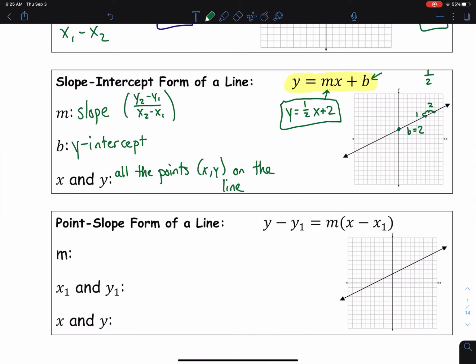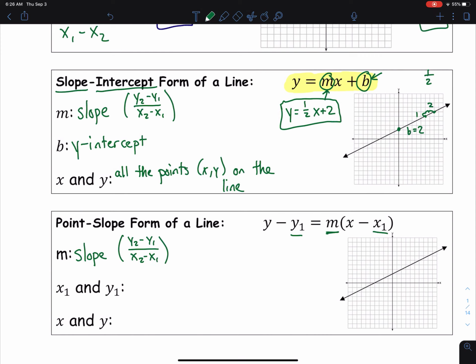Before we get to point-slope form, if you take a look at slope-intercept form, it's called slope-intercept form for a reason, because you plug in for the slope and the y-intercept. Now point-slope form of a line is called point-slope form because you plug in for the slope of the line and also one of the points. So m stays the same, it's slope, which is y2 minus y1 over x2 minus x1.